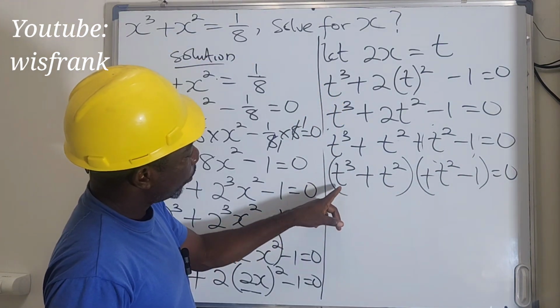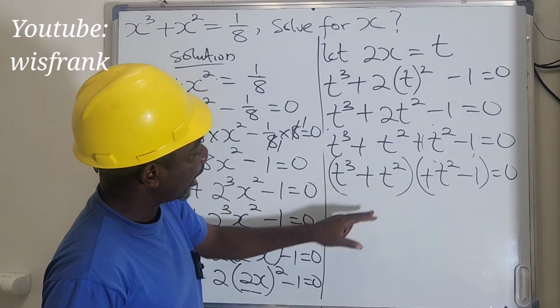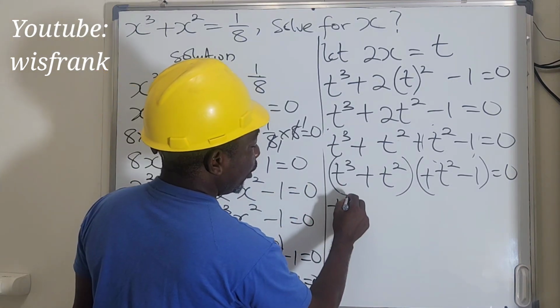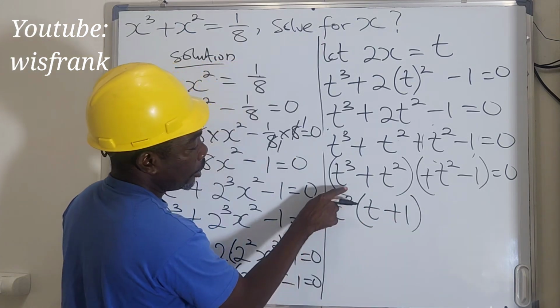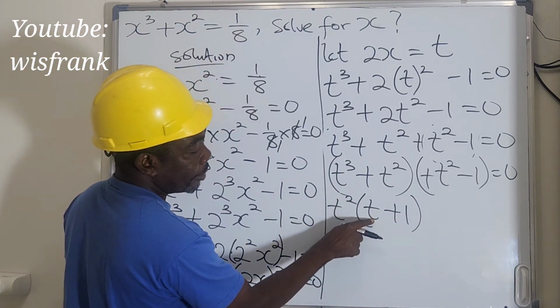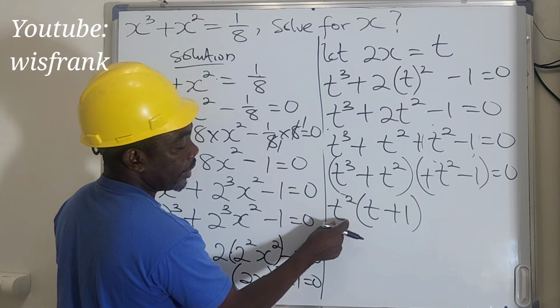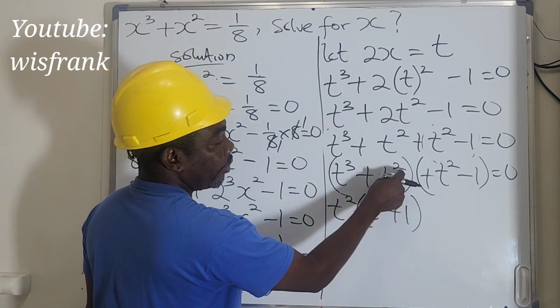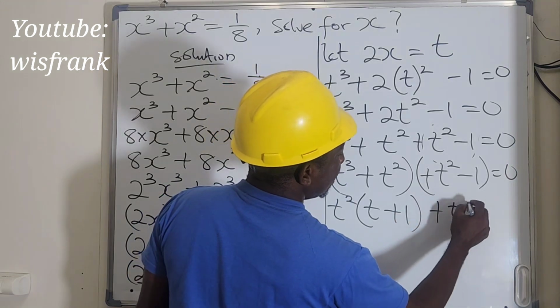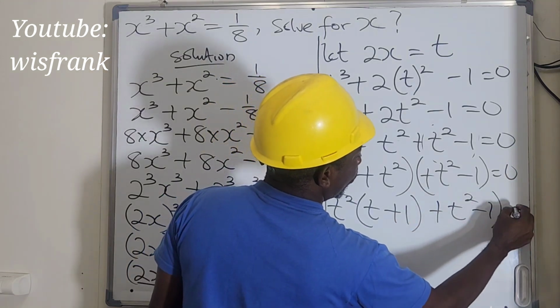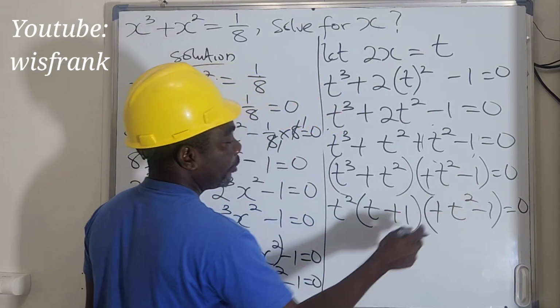Here we can factor this. When we factor this, we have t raised to the power of 2 into t plus 1. That means t raised to the power of 2 times t will give us t raised to the power of 3. Then t raised to the power of 2 times 1 will give us t raised to the power of 2. So this one will still remain plus t raised to the power of 2 minus 1 equals 0. So this is what we have there.